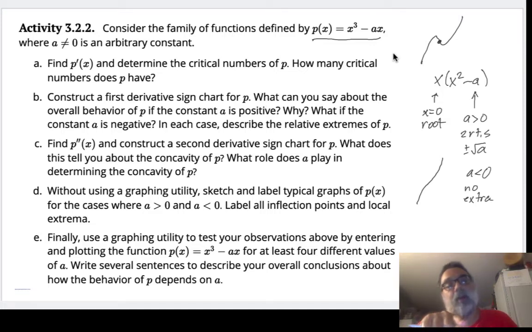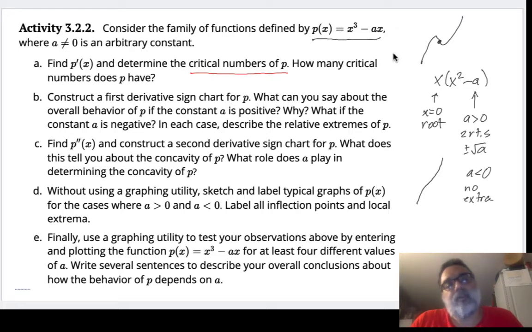Find p prime of x, find the derivative, and determine the critical numbers of p. So maybe I want to think about what it means to be a critical number of p. Mostly we think about that's where the derivative is 0 or undefined. So in this case, the derivative of a cubic is going to be a quadratic, so I'm guessing two critical numbers. We'll find them as we move on.